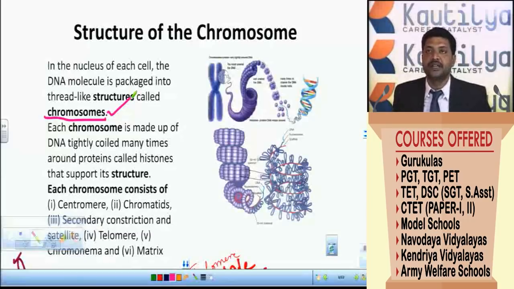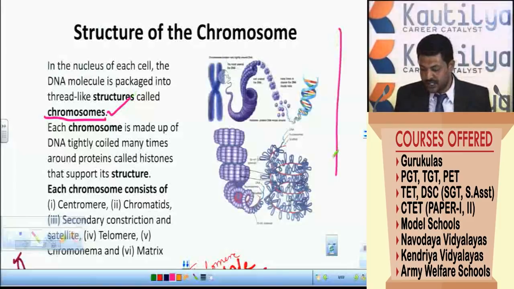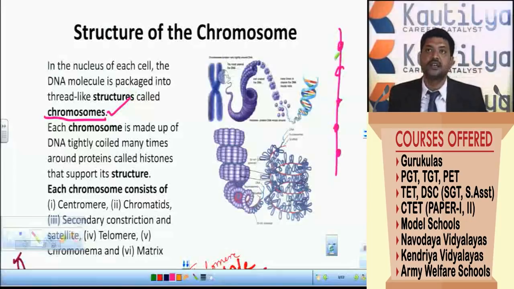Earlier it was believed, in the chromosomal theory of inheritance proposed by Sutton and Boveri, that genes are present like beads on a string. So you can see bead-like structures here. These bead-like structures are said to be genes.